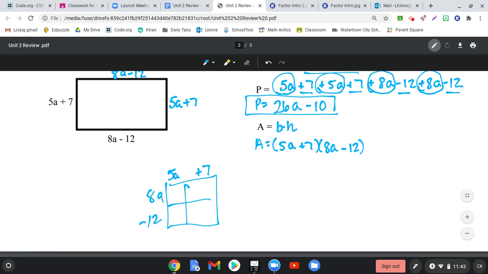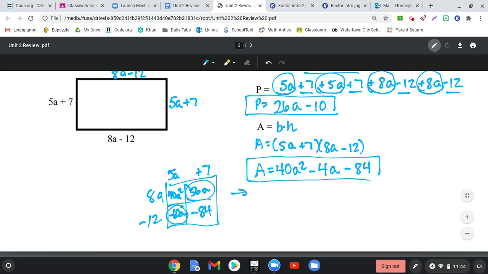And then just multiply. 5 times 8 is 40a squared. 7 times 8a would be 56a. 5a times negative 12 is negative 60a. And negative 12 times 7 is negative 84. Write it in standard form. So we have the 40a squared. Negative 60 plus 56 is negative 4a. And then minus 84. All right, so that's it for the topics on your test.